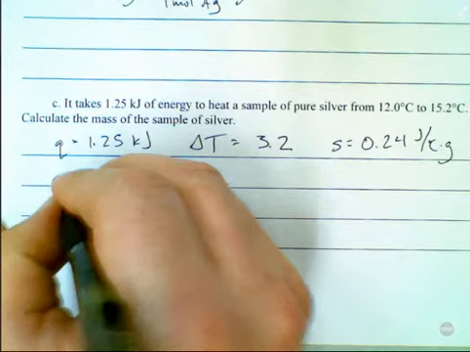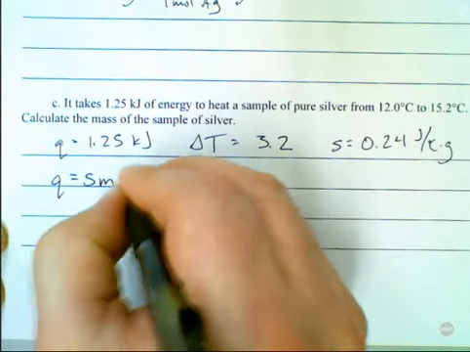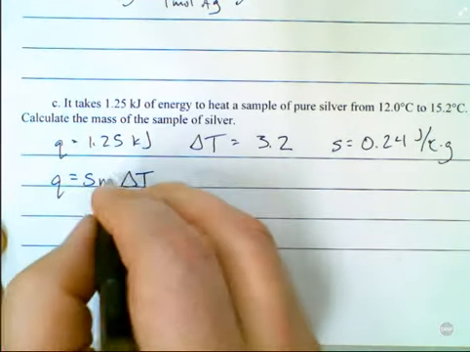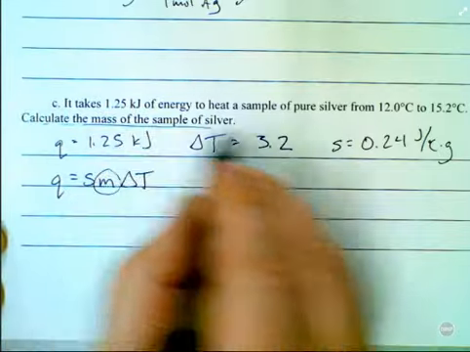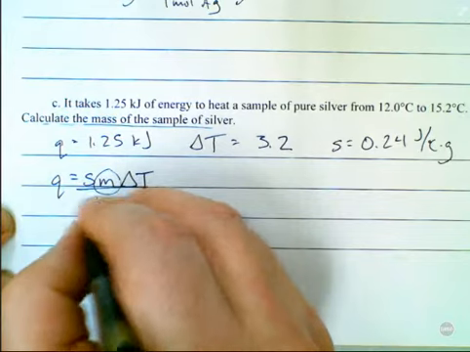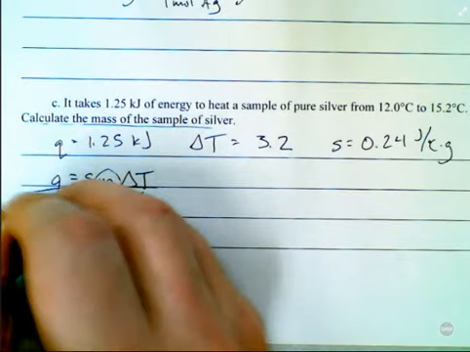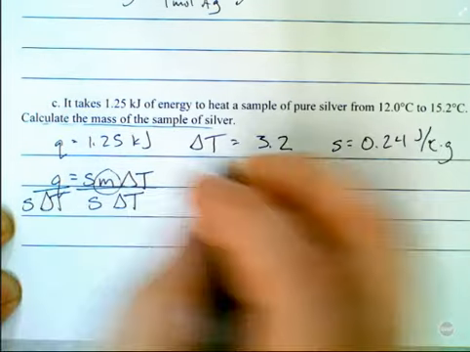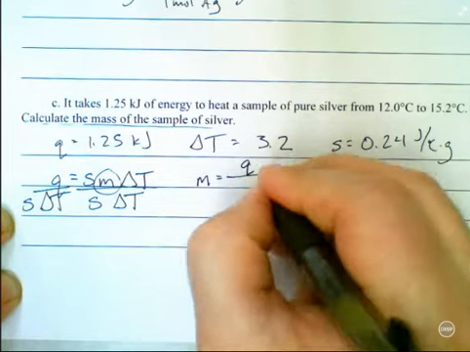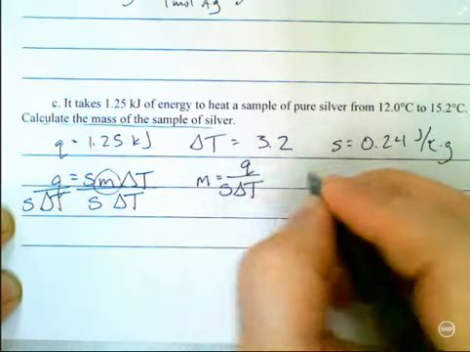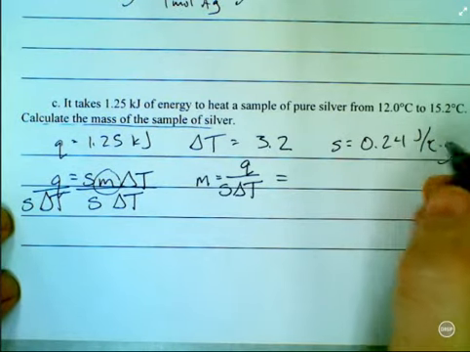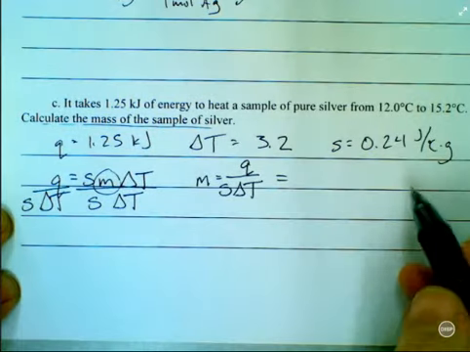And so considering the equation, we have Q, we have S, we have delta T. All that's left to do is solve for M, calculate the mass of the sample of silver. So what I will do is rearrange this equation algebraically. So I'll have M is equal to Q divided by S delta T. Now it's a simple matter of plugging these values in.